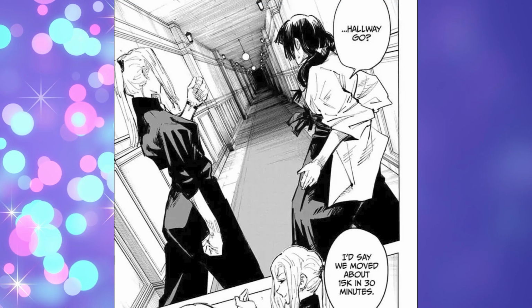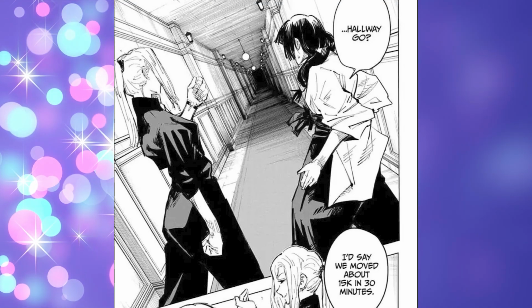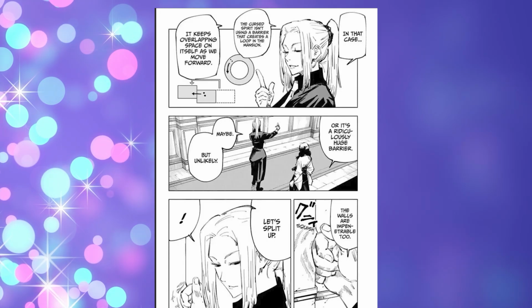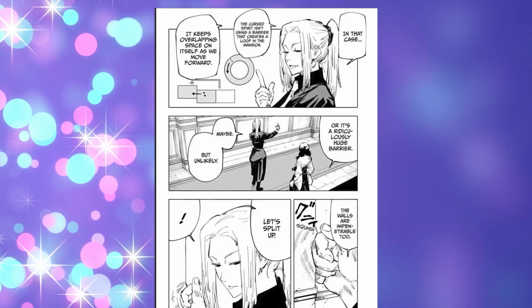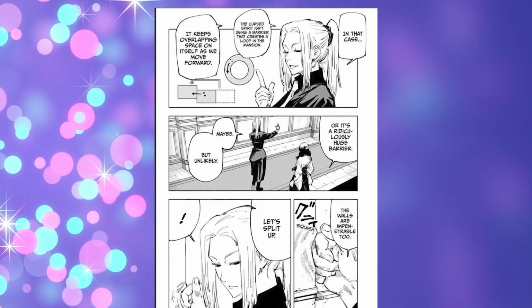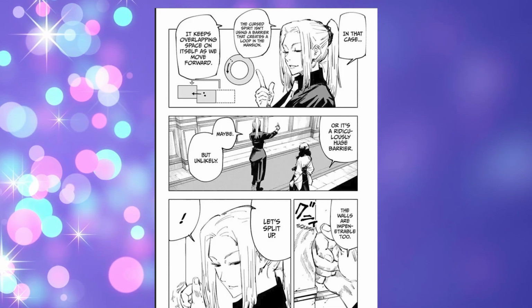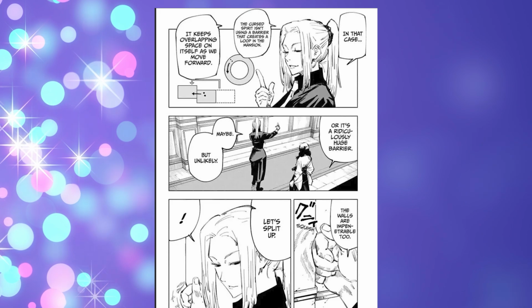The manga opens with Utahime asking Mei Mei how far the whole way goes. Mei Mei gives an estimate and is immediately positioned as the more knowledgeable one. She explains that the curse isn't creating a barrier that creates a loop in the mansion, per se. It's overlapping space on itself as they move forward. Which is exactly Geto's problem.